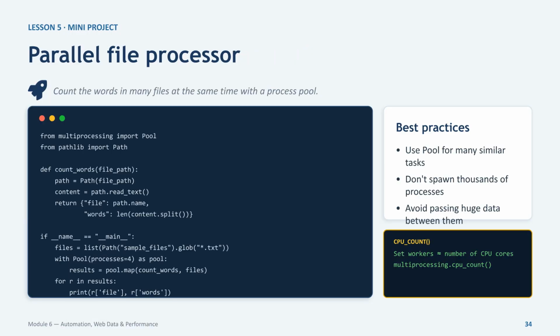In our parallel file processor project, we use a process pool to count words across many files simultaneously. By distributing the work, we utilize all CPU cores, significantly reducing total runtime. Remember, keep worker counts near your core count and avoid moving massive amounts of data between processes to maintain efficiency.